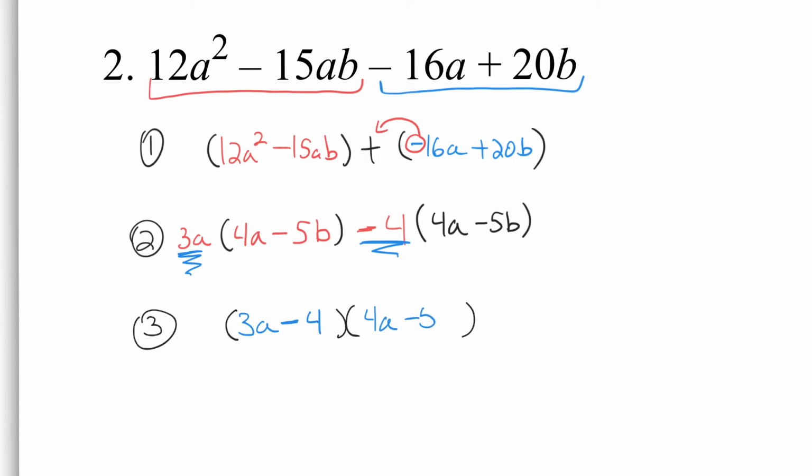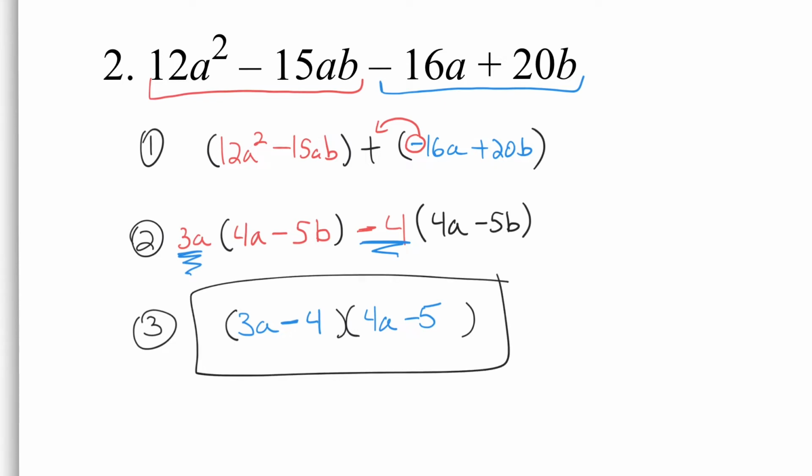And I know, guys, you have two of them, but you are not going to use a square. So even though you have two of the same parentheses, don't use a square, you just write it down once. So my answer will be these two factors, 3a minus 4 times 4a minus 5b.